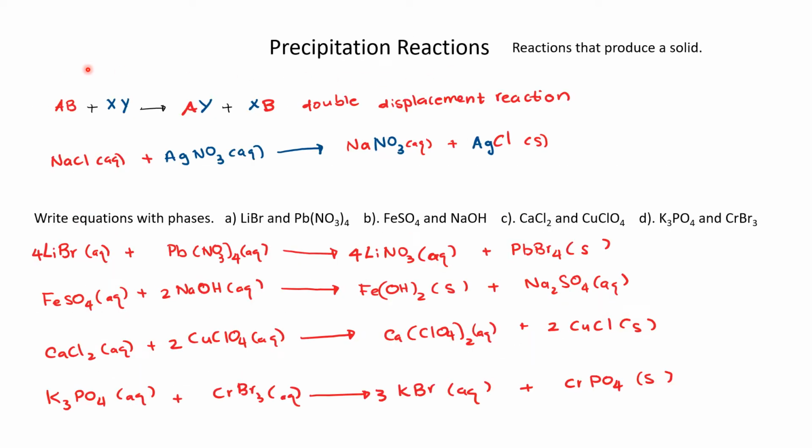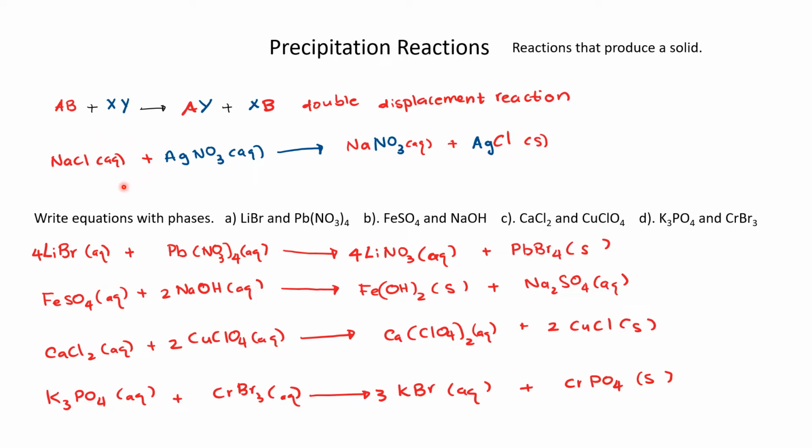Let's see how to use that knowledge in writing chemical equations. First, let's look at precipitation reactions. Precipitation reactions are reactions that produce a solid. When you react two ionic compounds, they undergo a double displacement reaction. So let's look at this example. Sodium chloride and silver nitrate react to produce sodium nitrate and silver chloride. As you can see, they simply swap their ions.